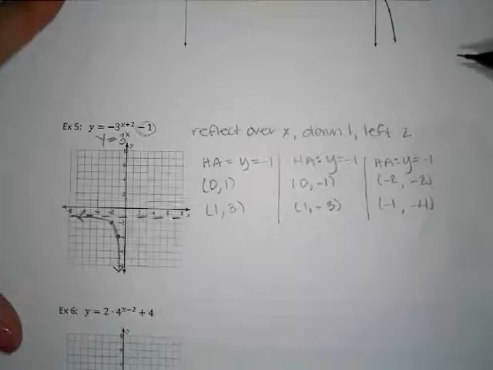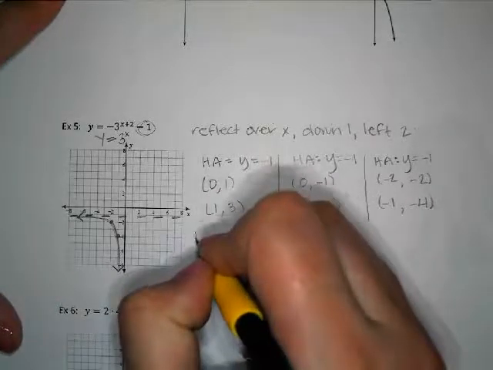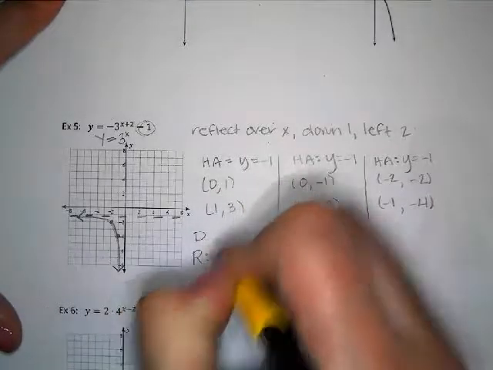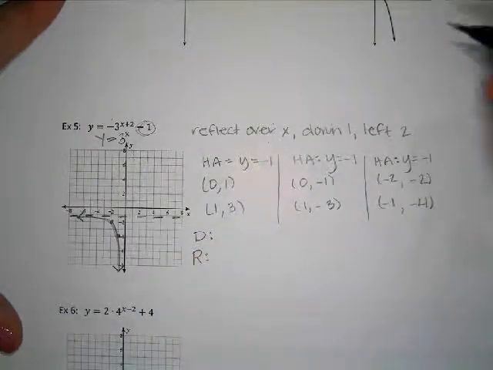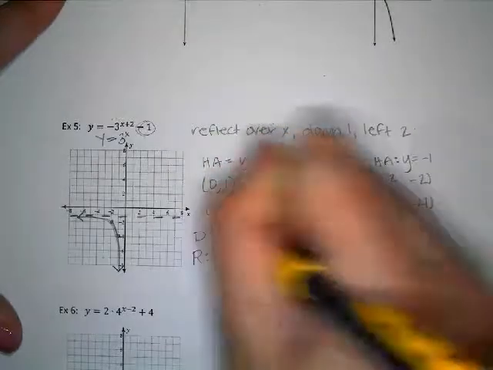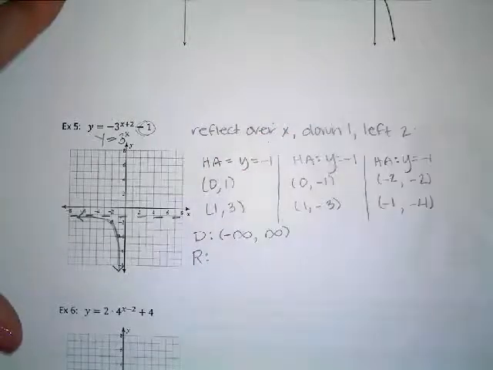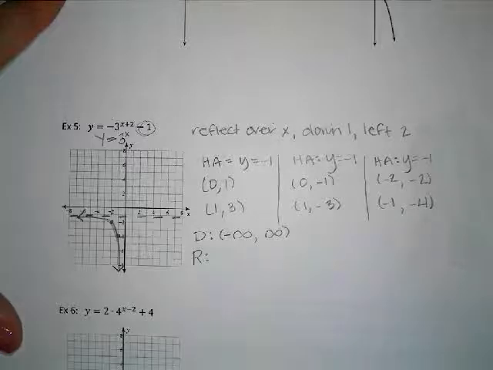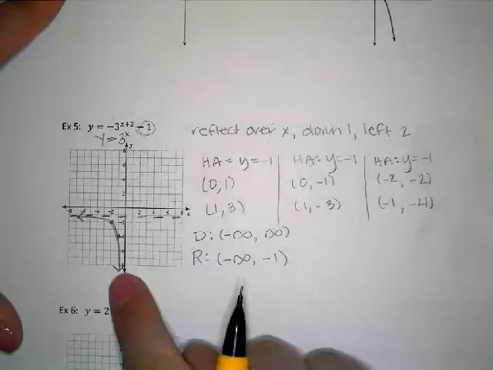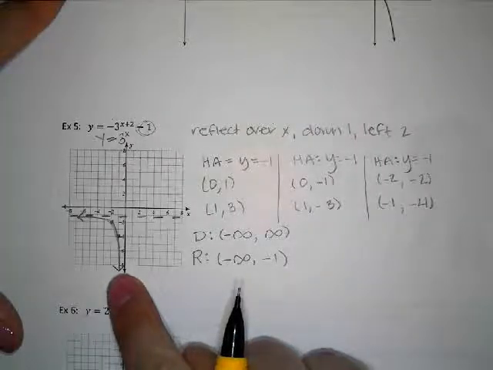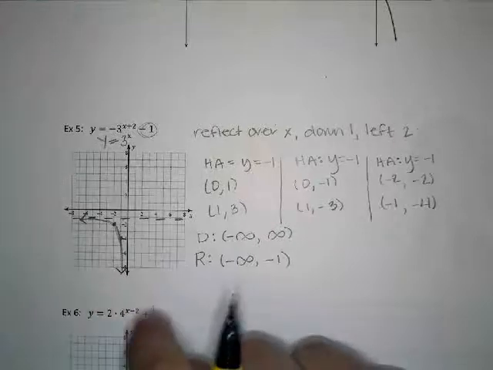We need the domain and the range. What's the domain? Left forever, right forever. Okay. What's the range? Negative infinity to -1. It goes forever. It doesn't stop, because the x value goes right forever. It just is super slow. If you graph it on a calculator, it looks like it stops, but it doesn't.